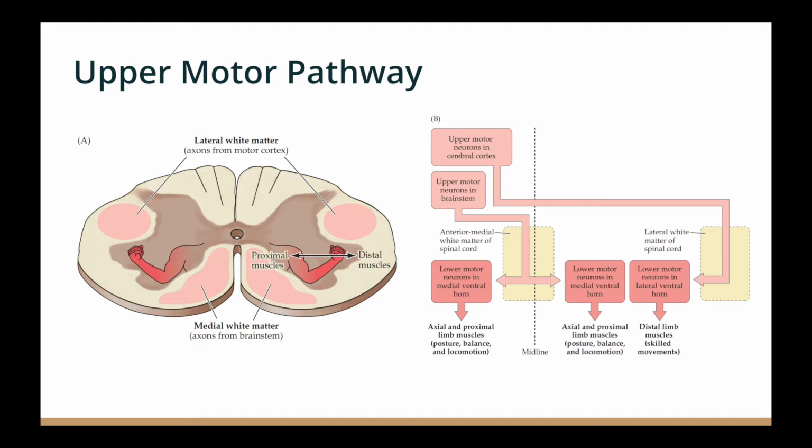The upper motor neurons in the brainstem will send an impulse to the lower motor neurons in the medial ventral horn through the white matter of the spinal cord, which will elicit posture, balance, or locomotion for the proximal extremities.